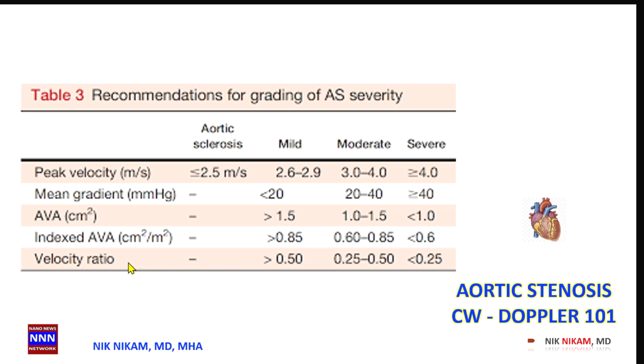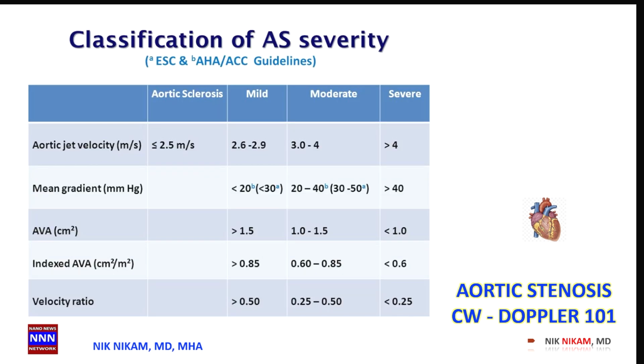And when we just consider the time velocity dimensionless index, anything less than 0.25 is considered severe aortic stenosis. And here is another chart from the American Heart Association, European Society of Cardiology, ACC. They have the same chart which is depicted here.